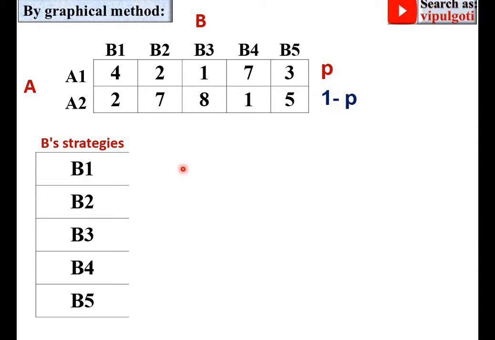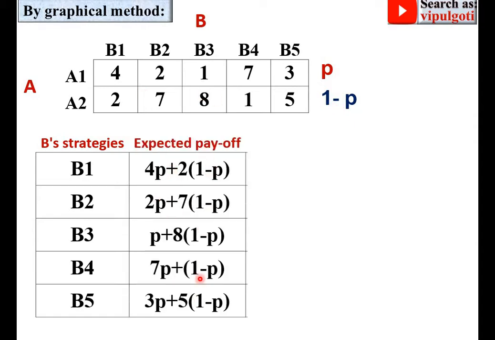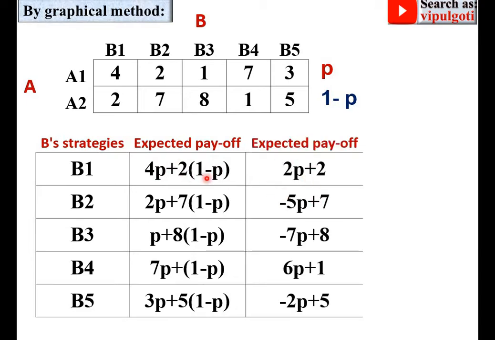So according to that, I can list out the expected payoff, and that is very simple. 4 into P plus 2 into 1 minus P. Similarly, next 2 into P plus 7 into 1 minus P. Similarly, for the third strategy of player B, 1 into P plus 8 into 1 minus P. Similarly, you can find the remaining values. Now in the next column I have simplified, nothing else, and so you will get this.